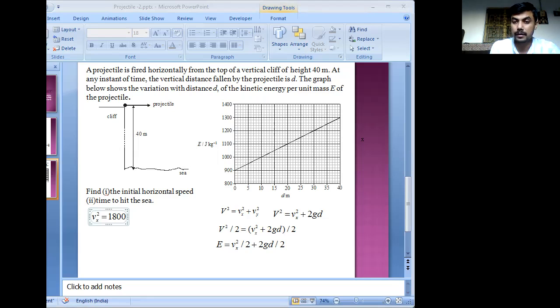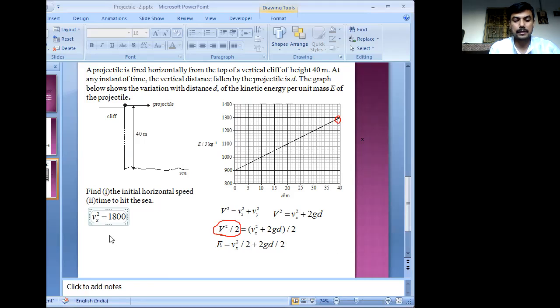The final, you can take a look that here v squared by 2, this part is our e, and that is given at the time of hitting the sea was this much. Take a look, it was 1300. So if v squared by 2 was 1300, certainly v square would be double of that, which is 2600. So let's try to write that v square is 2600.